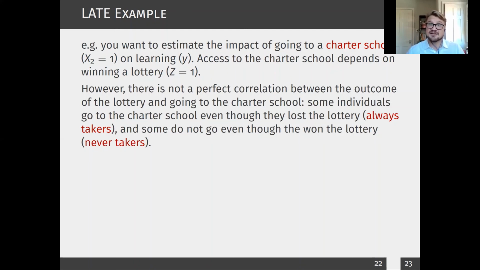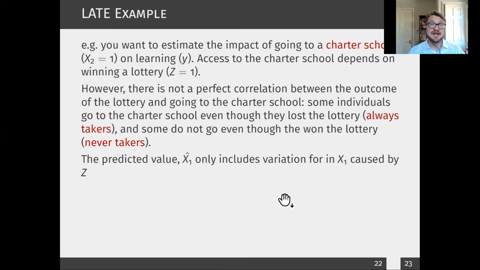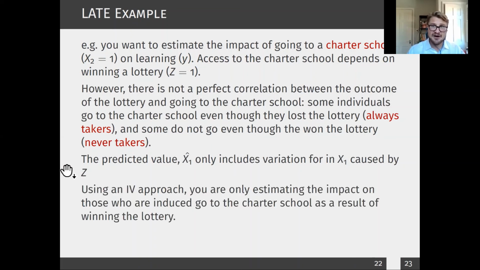We want to know what the impact is of going to the charter school, but that variable is endogenous, whereas winning a lottery is exogenous. And so we can use exactly the same approach. This is another example where we calculate the predicted value of X1, which is whether somebody goes to a charter school or not, caused by the variation in Z. Again, you run this first stage regression, regressing whether somebody goes to a charter school or not on whether somebody won the lottery or not. But now this predicted X1 actually has less variation.